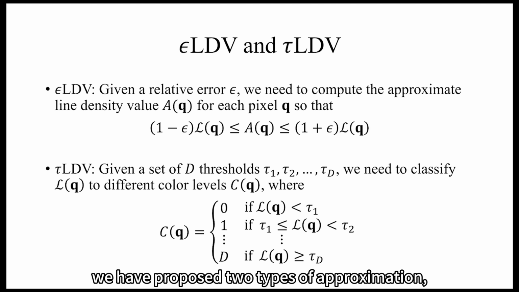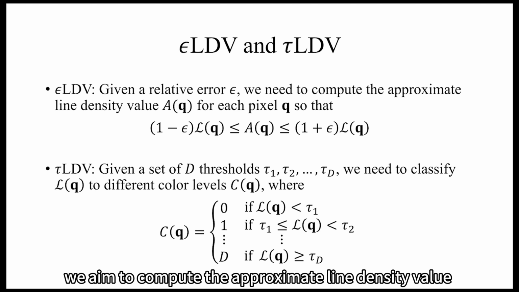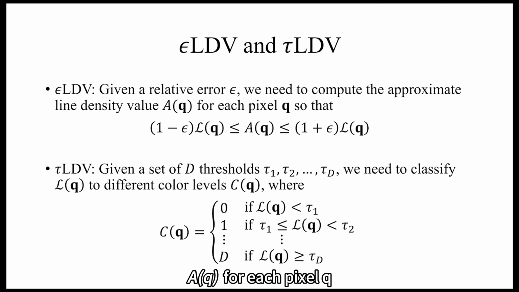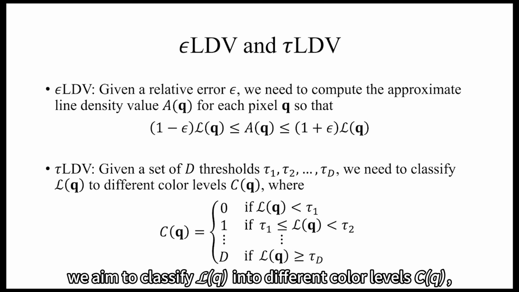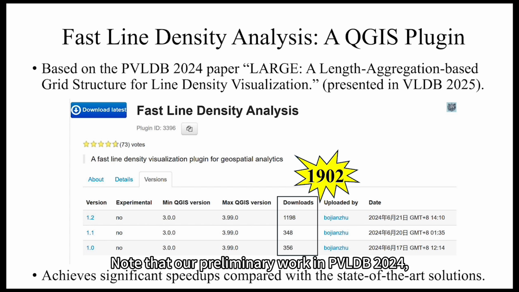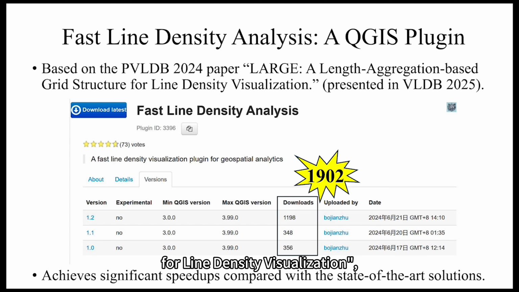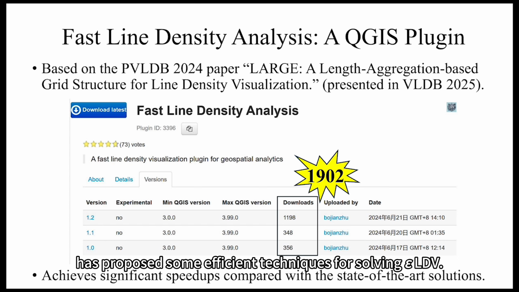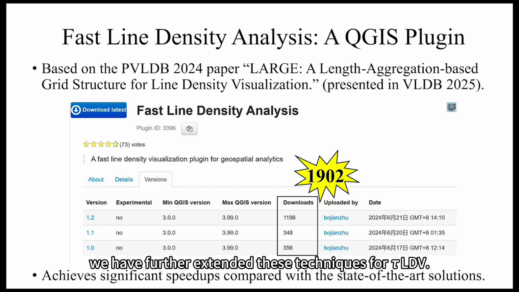Therefore, we have proposed two types of approximation, which are epsilon LDV and tau LDV. In epsilon LDV, we aim to compute the approximate line density value A(q) for each pixel q so that A(q) is within the relative error epsilon from the exact line density value L(q). In tau LDV, we aim to classify L(q) into different color levels C(q), which is shown in this equation. Note that our preliminary work in PVLDB 2024, LARGE, a length aggregation-based grid structure for line density visualization, has proposed some efficient techniques for solving epsilon LDV. In this demo paper, we have further extended these techniques for tau LDV.